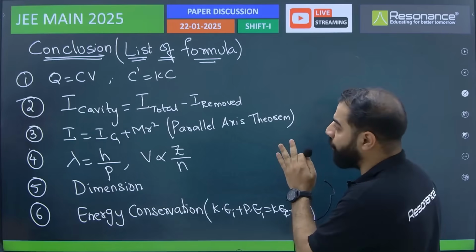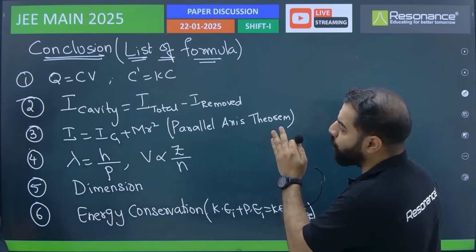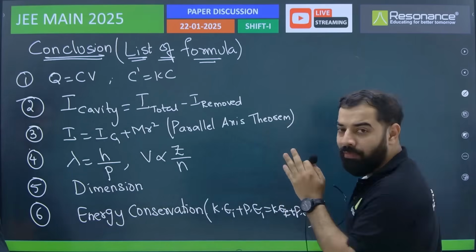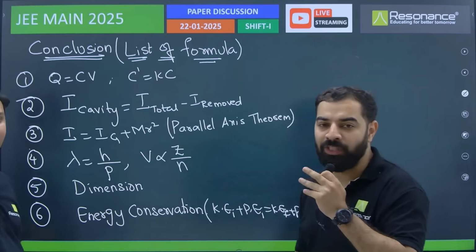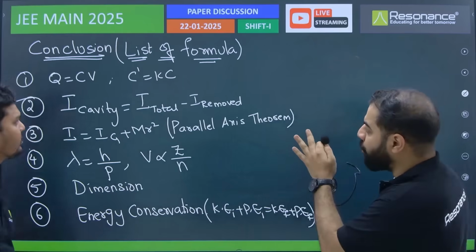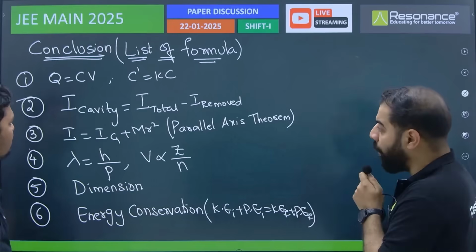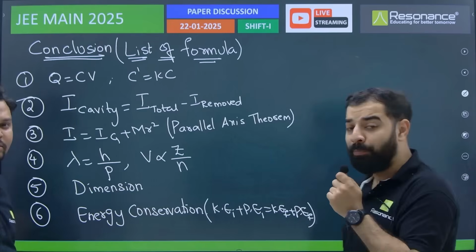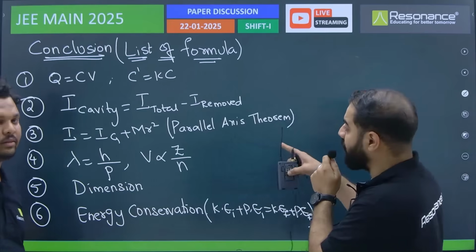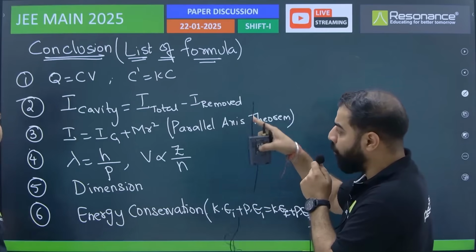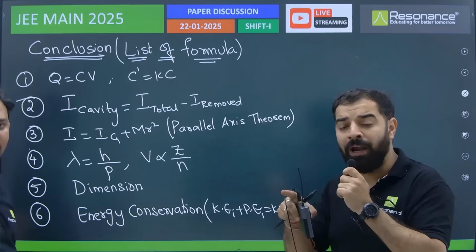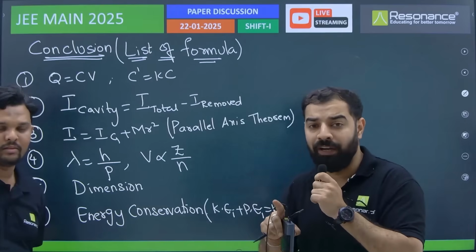So the relevant formula which we used in question number 1 was Q equals CV, or C prime is KC, like when we insert a dielectric slab. So capacitance becomes K times. Based on this formula, there was question number 1. Going for question number 2, it was based on a cavity problem. So whenever it's a cavity problem, I total minus I removed, like moment of inertia of the total body minus moment of inertia of the removed part about the same axis, right?